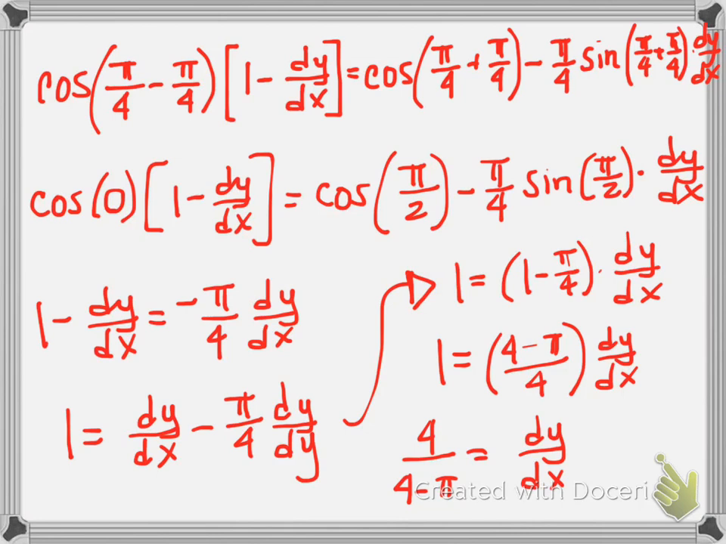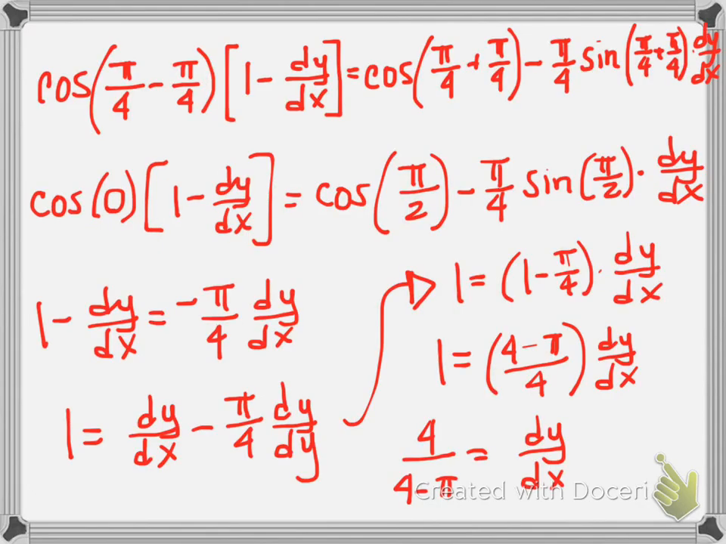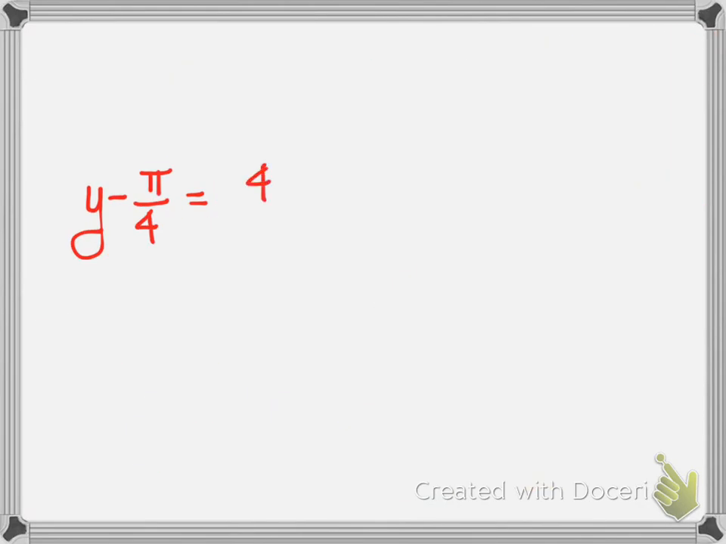So if we remember, we're trying to find an equation for the tangent line. We needed the slope, and we needed a point on the line. So right now we have the slope, and we have our point. So let's put it all together. And we have that our equation for the tangent line at the point pi over 4 is 4 minus pi over 4 times y minus pi over 4 equals our slope, which was 4 over 4 minus pi, times x minus pi over 4.